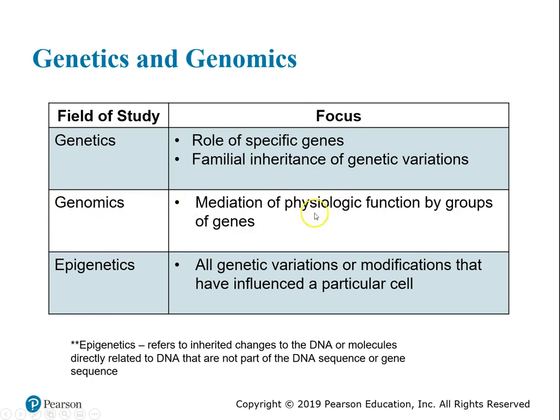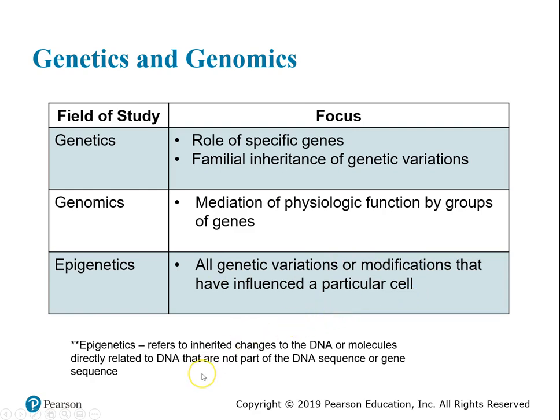If we talk about genomics, it's a little more larger scale. So it says mediation of physiologic function by groups of genes. Okay, so let's just think about groups of genes kind of together rather than one specific mutation in a single gene. All right. The last one that we mentioned, and again, like I said, we're going to talk about this more in the next chapter, is epigenetics.